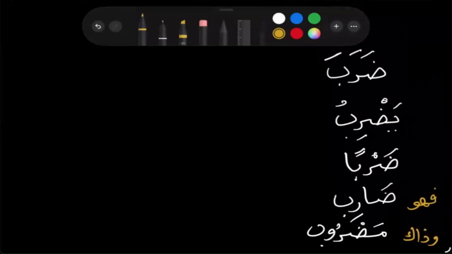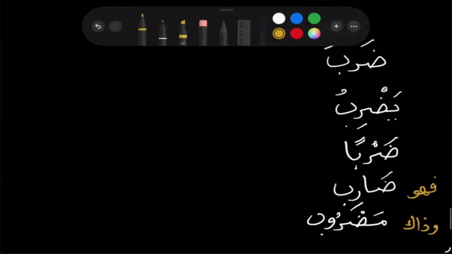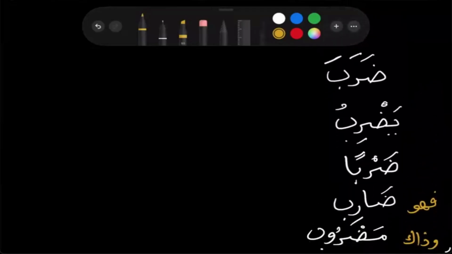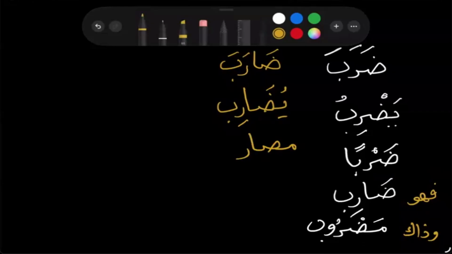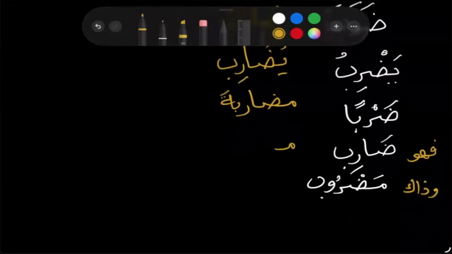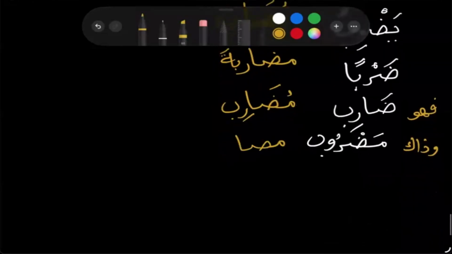What if it has more than three letters? Like ضارب، يضارب، مضاربة. فهو مضارب وذاك مضارب. فهو مضارب with the kasra before the last letter. وذاك مضارب with the fatha before the last letter.